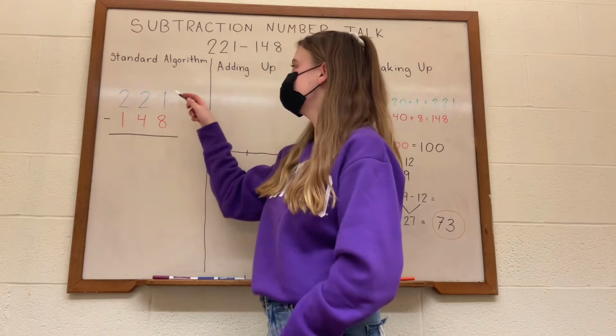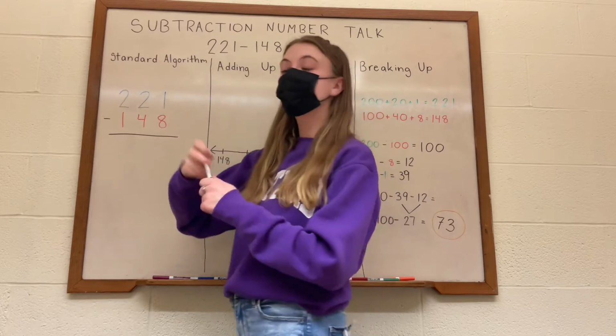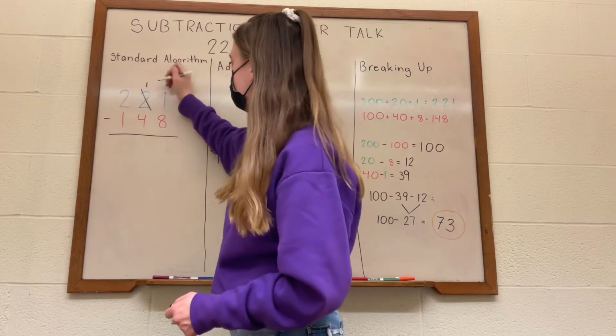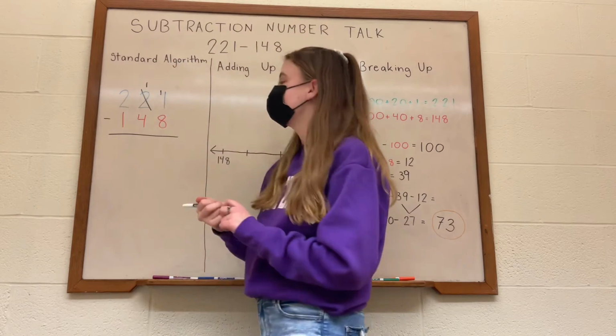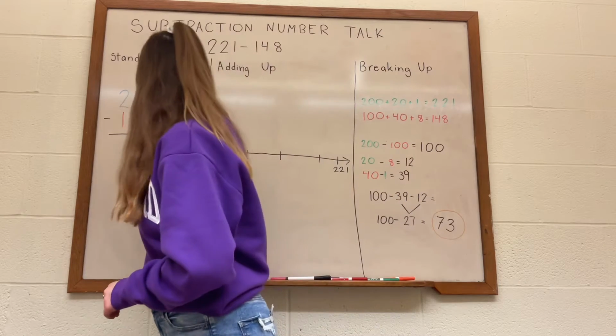So in the ones column, you don't have enough to subtract 8 from the ones. You have to borrow 10 ones from the 20, which makes that 1 and makes that 11 ones. So then you can subtract 8 ones from 11 ones and get 3.